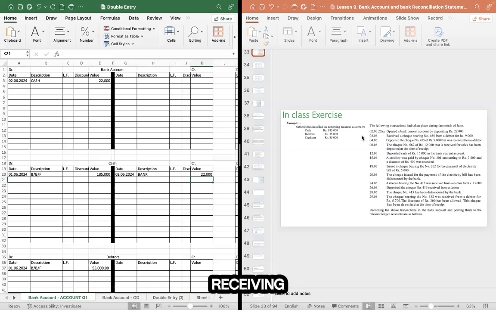Then they are saying receiving a check bearing number 455 from the debtors for 9,000. Received a check bearing 455 from the debtors for 9,000. Deposited a check number 455 of rupees 9,000 that was received from the debtor.